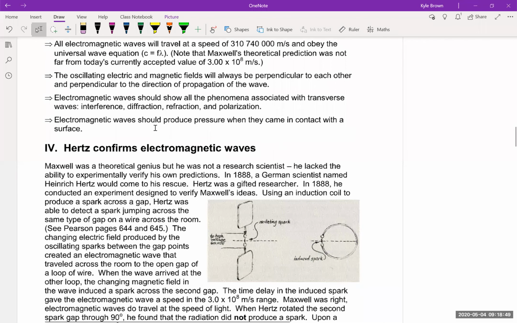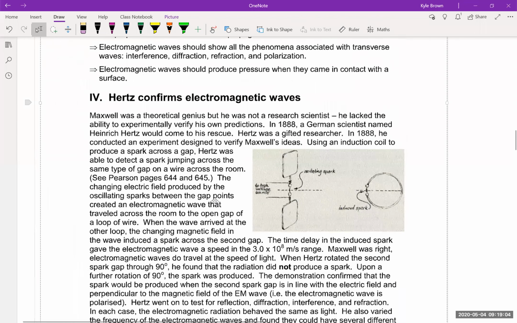Electromagnetic waves should produce pressure when they come into contact with a surface. So this was in his theory there, right? We'll talk more about that later on, especially when we get into quantum mechanics and stuff.